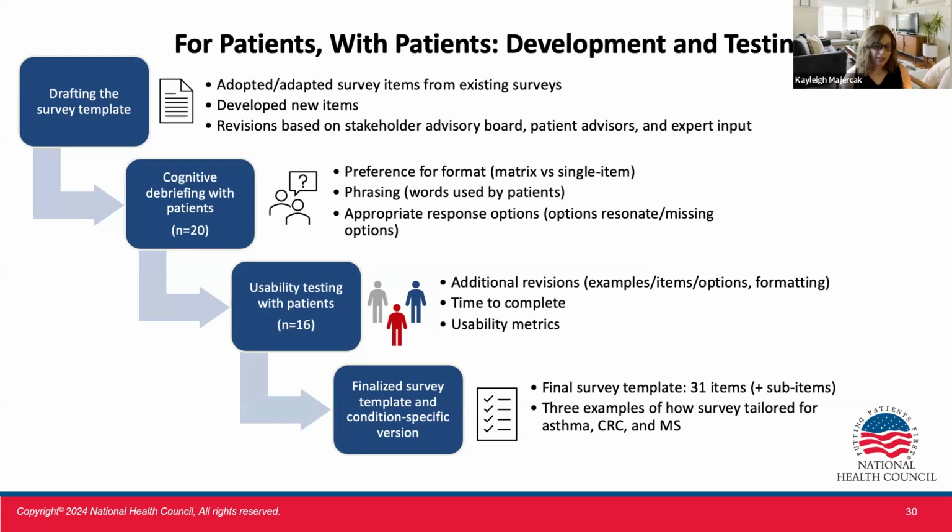So they were tailored for asthma, colorectal cancer, and MS. 31 items are contained in the survey, but there's also sub-items, because if we're asking about, did you experience these symptoms in the last 7 days? And we have the list of symptoms, those are the sub-items. So it might be pain, fatigue, trouble sleeping, etc. Next slide.